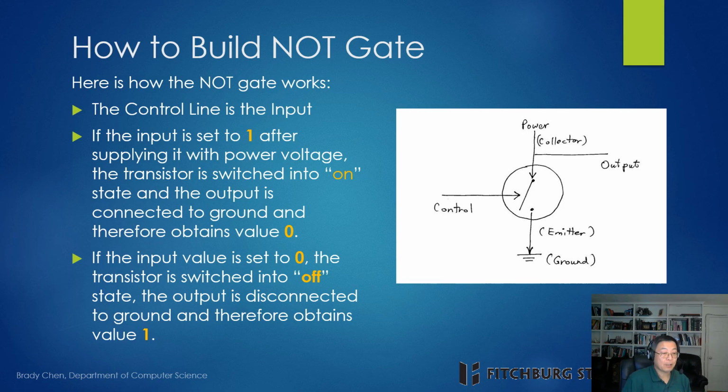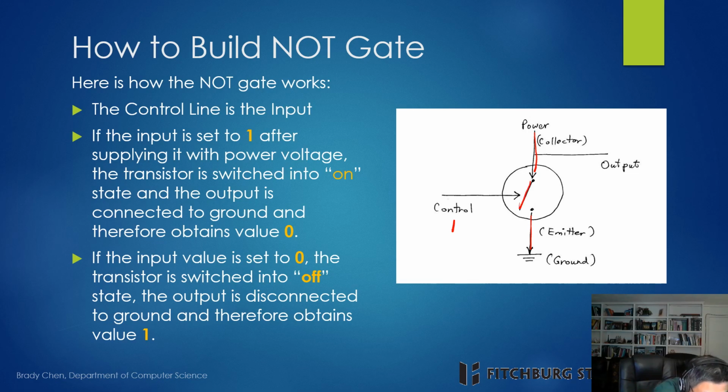Remember, for the transistor, we said that the control line is the one that controls the on and off of the transistor. If the control line is 1, that means we apply the power on the control line, then these 2 lines will be connected. So the electricity is going to pass through. Now, if the control line is set to 0, then it's disconnected, like the current case.